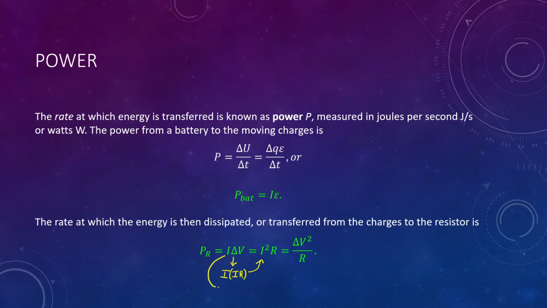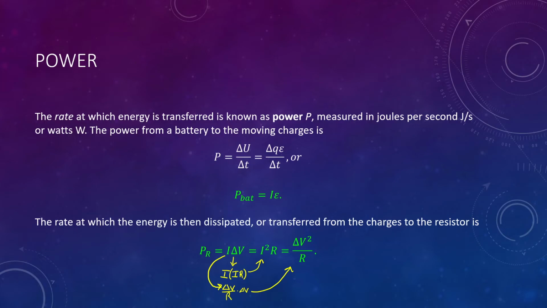Or, instead, take this first equation again, swap out I for delta V over R. And then you still have your delta V left over. Well, that gives you delta V squared over R. So the point is, you have three different ways to express the same equation for power that is dissipated in a resistor: I times delta V, I squared times R, or delta V squared over R.